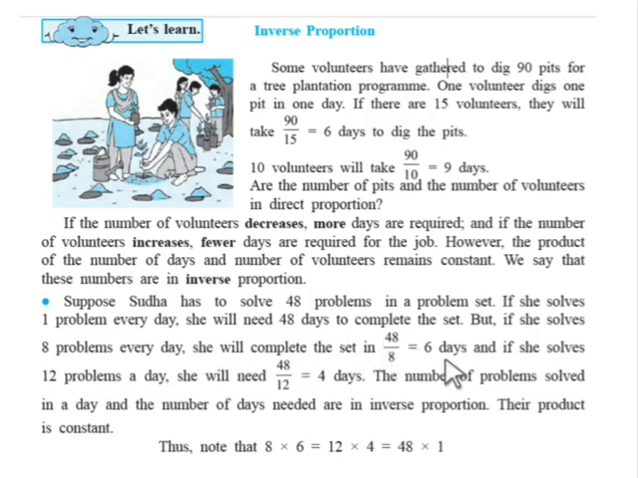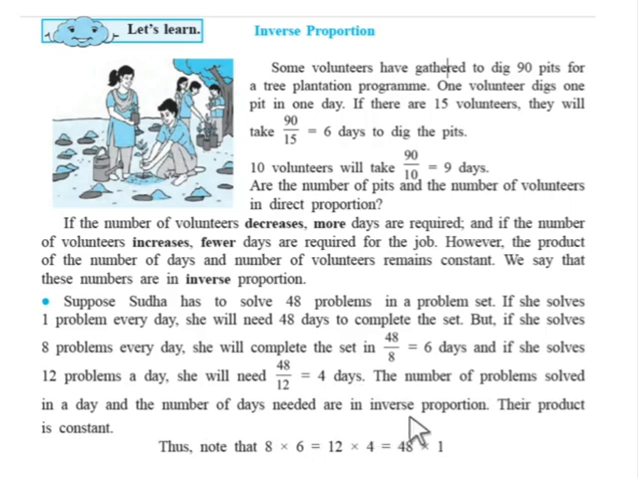Here we will get that she will take only 6 days to complete the problem set. And if she solves 12 problems a day, she will need 48 divided by 12, that is 4 days. Here, as the number of problems that she solves every day increases, the number of days required to complete the problem set decreases. Hence, from this example, we say that the number of problems solved in a day and the number of days are in inverse proportion.